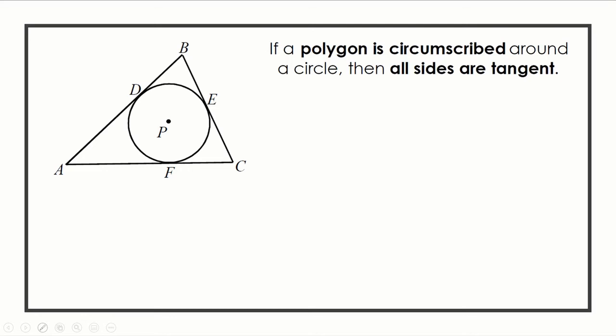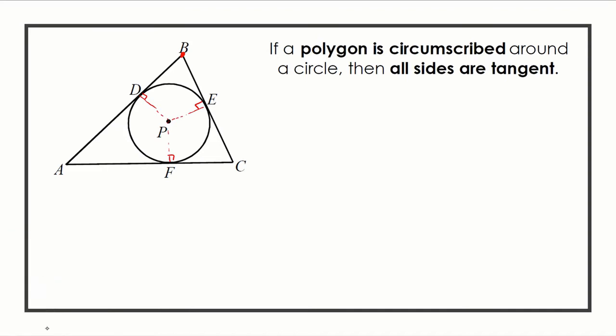So here we have kind of like an extension of what we just did. It says if a polygon is circumscribed around the circle, then all sides are tangent. Okay, well, let's think about it. If all sides are tangent, that means 90, 90, and 90. If all sides are tangent, let's take a look at that one, right?